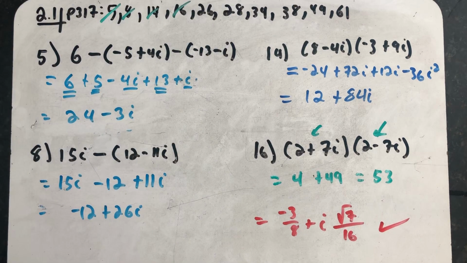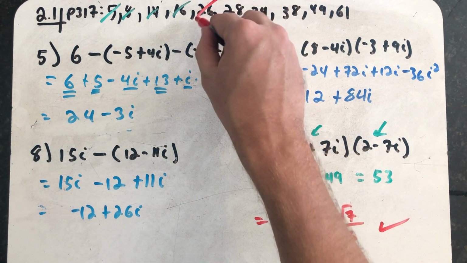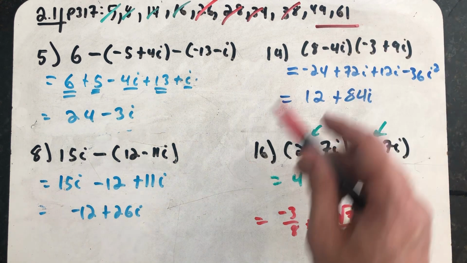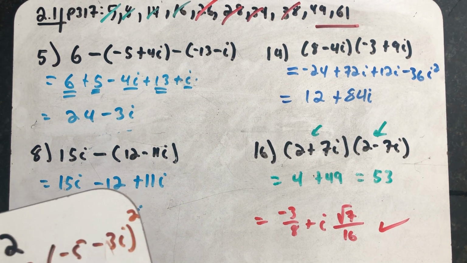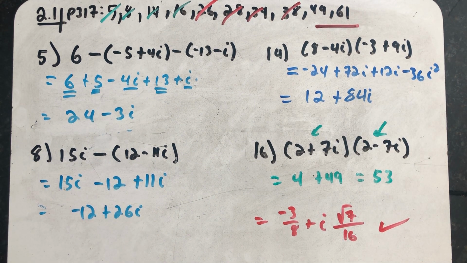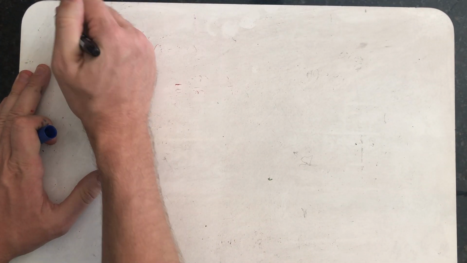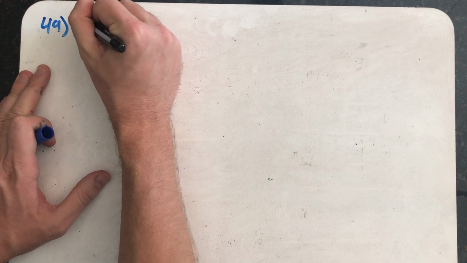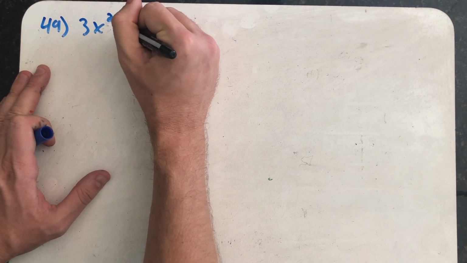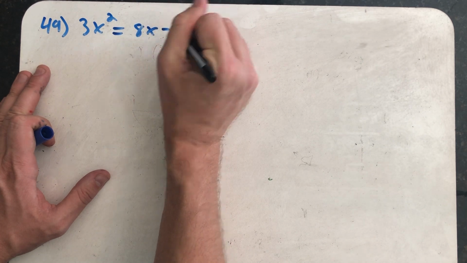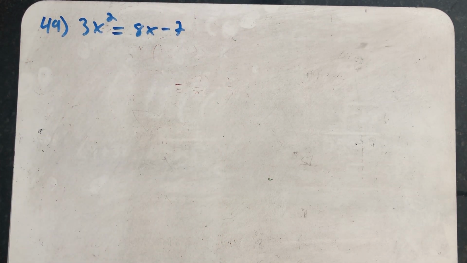All right, we've gotten through problem 38. That leaves two more I wanted to do out of this section during this video, number 49 and number 61. Problem number 49 asks us to solve a quadratic equation. I'm given 3x squared equals 8x minus 7.